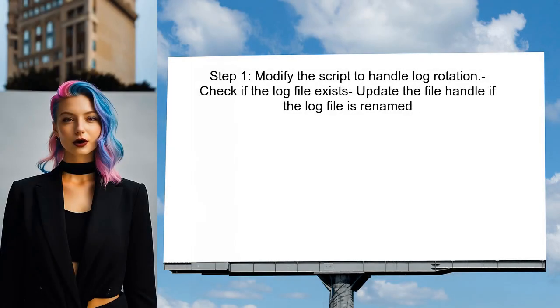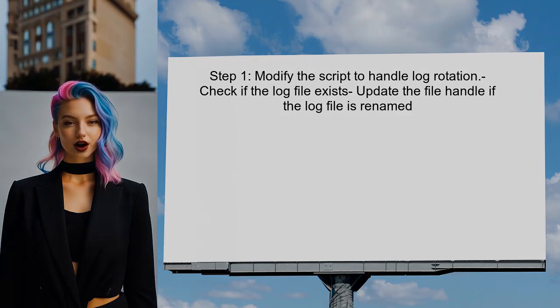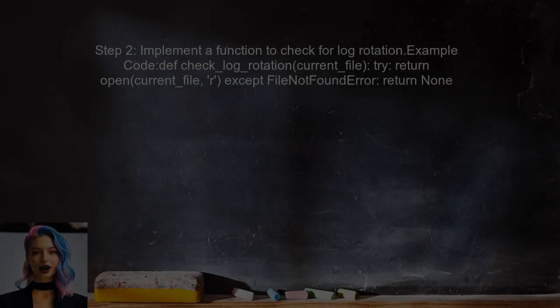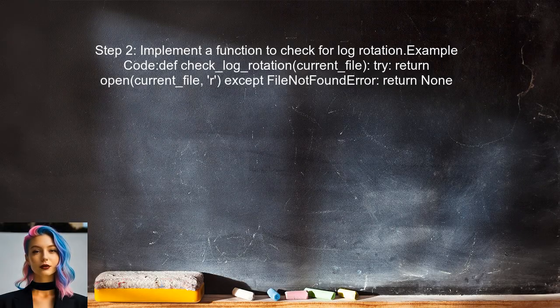To begin addressing the log rotation issue, the user should modify the existing script to check for the log file's existence and update the file handle accordingly. Next, the user can implement a function that checks for the current log file and updates the file handle when a rotation occurs. This function will be called periodically.